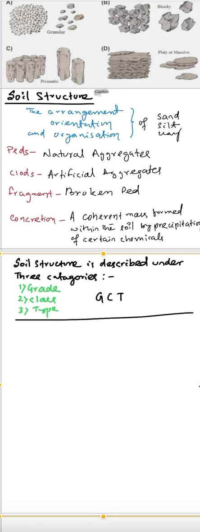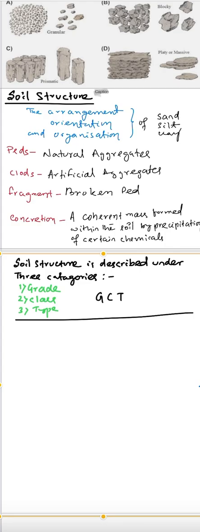So first of all, you have to know what is the grade. Basically the grade means the degree of distinctness of the peds. As you know, peds means natural aggregates of the soil separates. So whether these peds are distinct in nature, the distinctiveness and durability of the ped, is described under the grade. Coming to the class, it means the size of the ped. Whatever aggregates we have found, what is the size, it is called the class. Then the last one is type. Type means the shape of the ped, or the form of the ped, or the arrangement pattern of the peds or aggregates in a horizon. First of all, we will study this one by one, that is GCT.